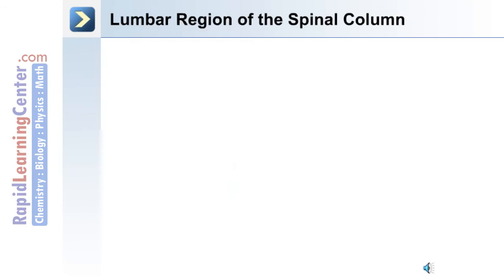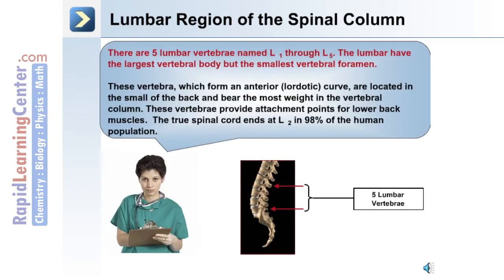The next segment is the lumbar region of the spinal column. There are 5 lumbar vertebrae named L1 through L5. These vertebrae have the largest vertebral body but the smallest vertebral foramen. Lumbar vertebrae form an anterior or lordotic curve, and are located in the small of the back and bear the most weight in the vertebral column.